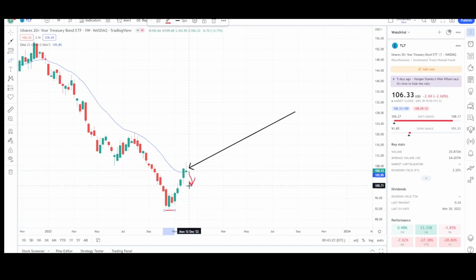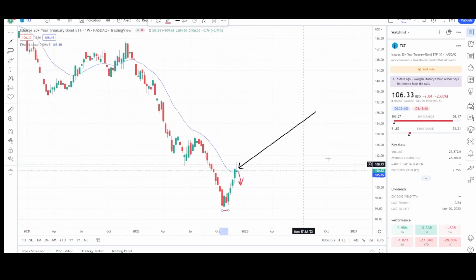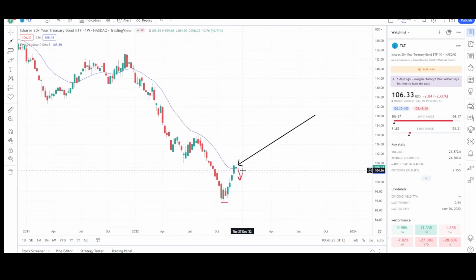So as right now, we could just pull back a little bit and then still continue higher. So we'll have to wait and see how this develops. But as right now, it's looking like it wants to drop to that 103 level. If we break it, we're going to start going down to this 52-week low.